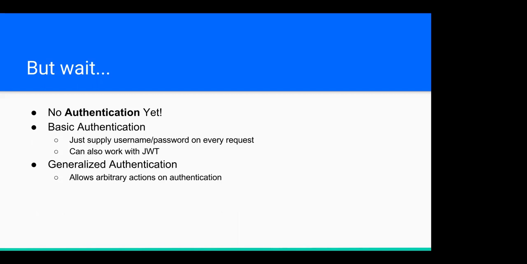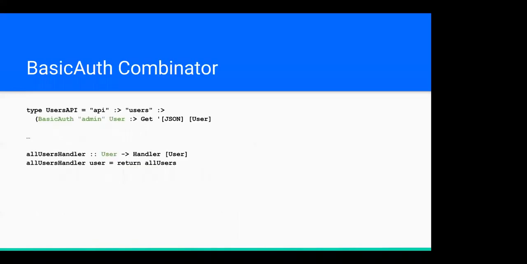On the one hand, we have basic authentication, where the user sends some sort of information with every single request, either username and password with every request, or, for instance, this would also work with JWT, JSON Web Tokens for those who might not know. And then on the other end of the spectrum, there's generalized authentication where you can really do whatever you want. If you're using something complicated like OAuth, then you need to use a somewhat more powerful system.